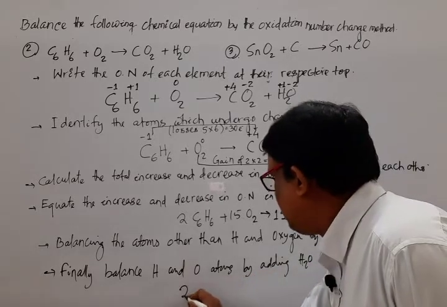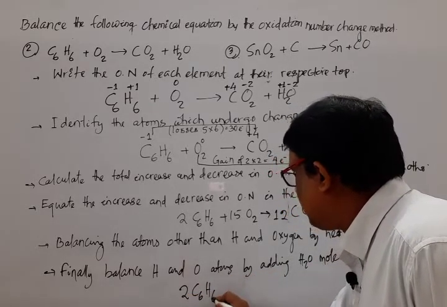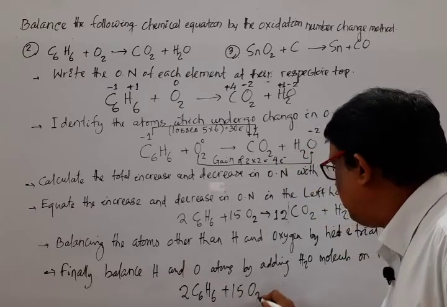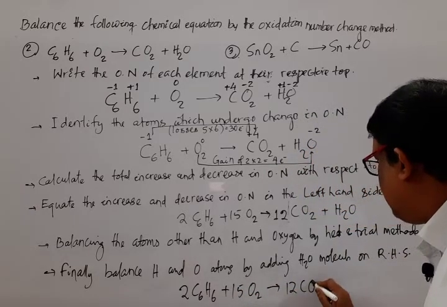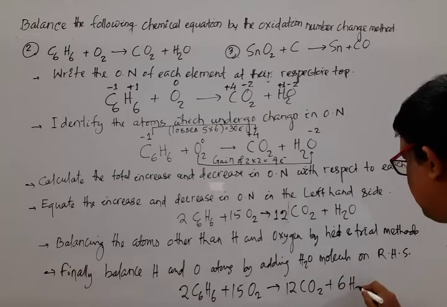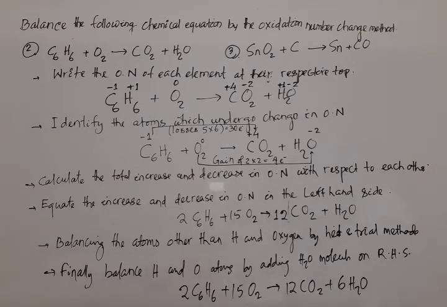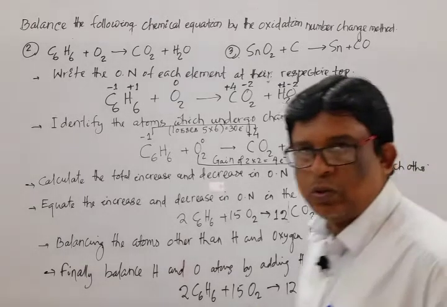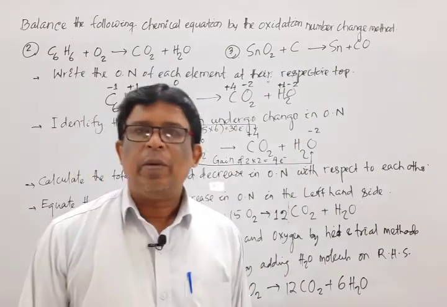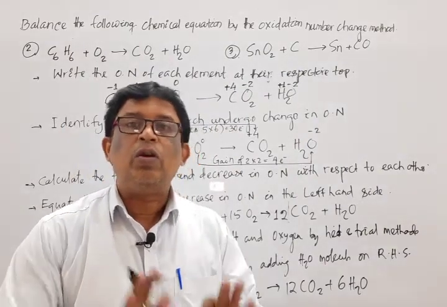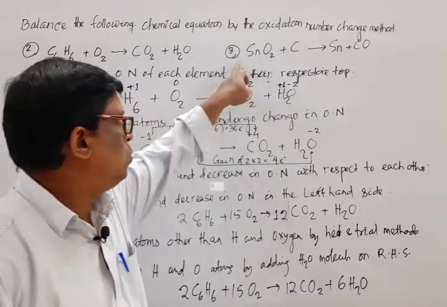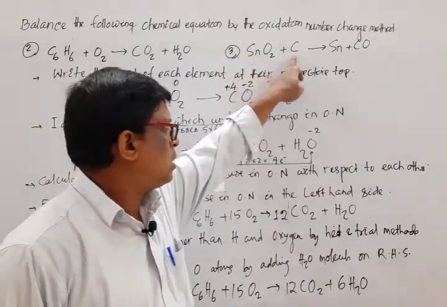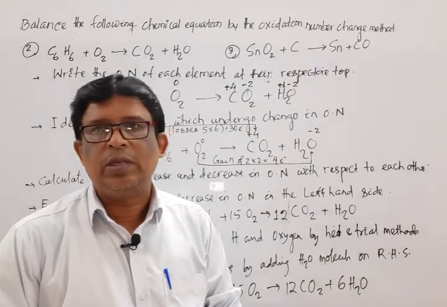So the total final equation is 2C6H6 plus 15O2 give rise to 12 CO2 plus 6 H2O. Mark that. The final balanced equation is 2C6H6 plus 15O2 give rise to 12 CO2 plus 6 H2O. It is a little idea of balancing by hit and trial method without mentioning the medium. It is homework for you. Another one: SnO2 plus C give rise to Sn plus CO.